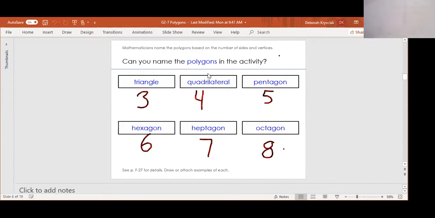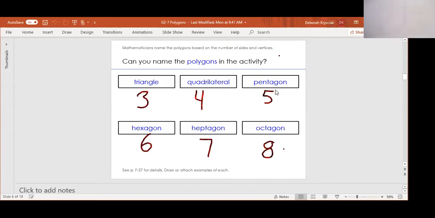Then there's quadrilaterals. They have 4 sides. And some common quadrilaterals you might know are a square, which has 4 sides, and a rectangle, which has 4 sides. So both of those are quadrilaterals. Although there are many other kinds, and they don't all have to be perfectly shaped like a square and a rectangle, as long as they have 4 sides.